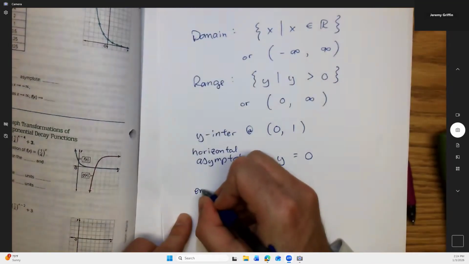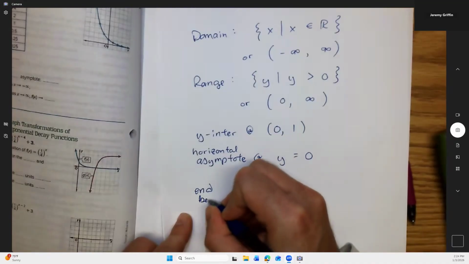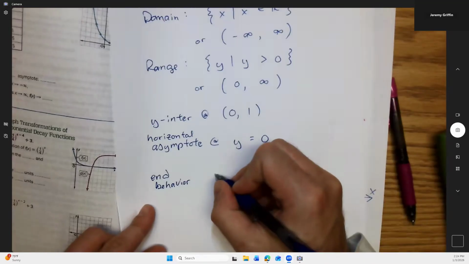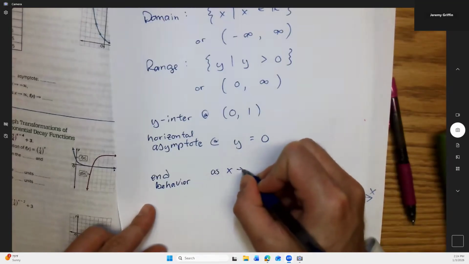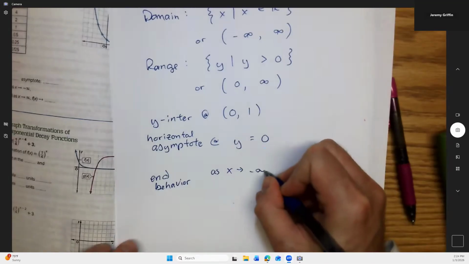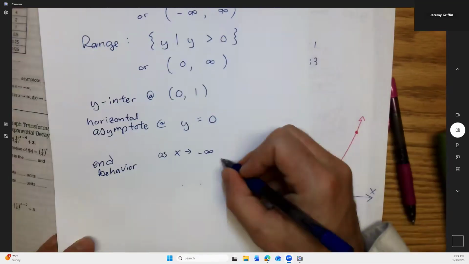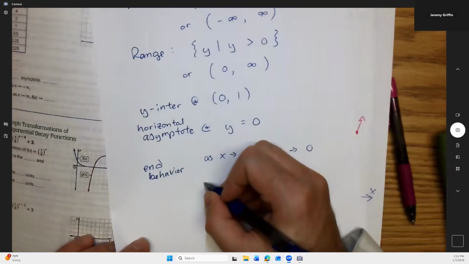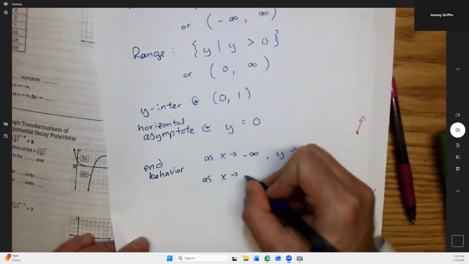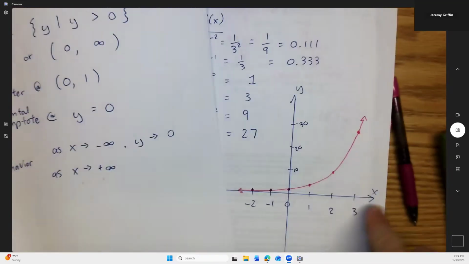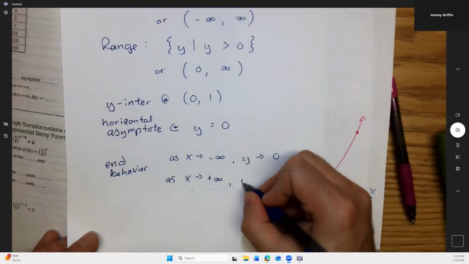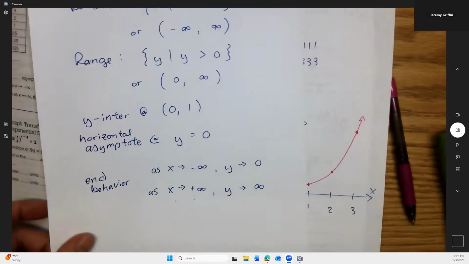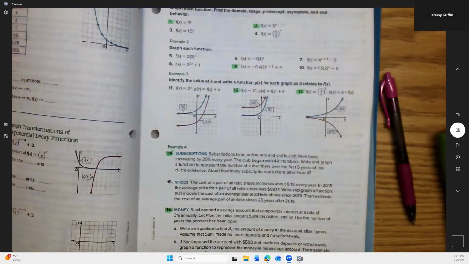Then that brings us to end behavior, which is that as x approaches negative infinity, if you're going all the way to the left, y, or f of x, if you like, approaches 0. As x approaches positive infinity, if you're going all the way to the right, then the y values, f of x or y, also approach infinity, going up forever. I think that knocks out all those.